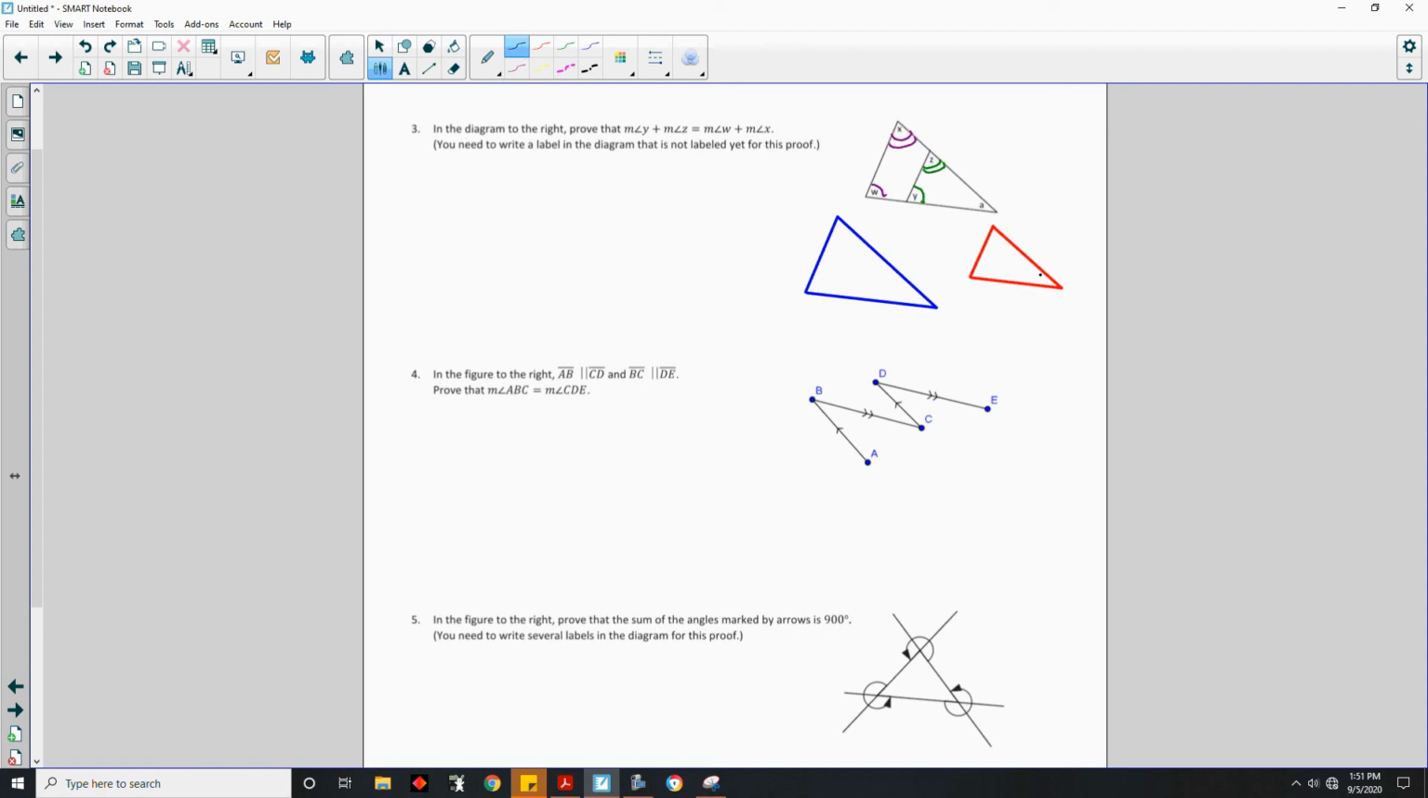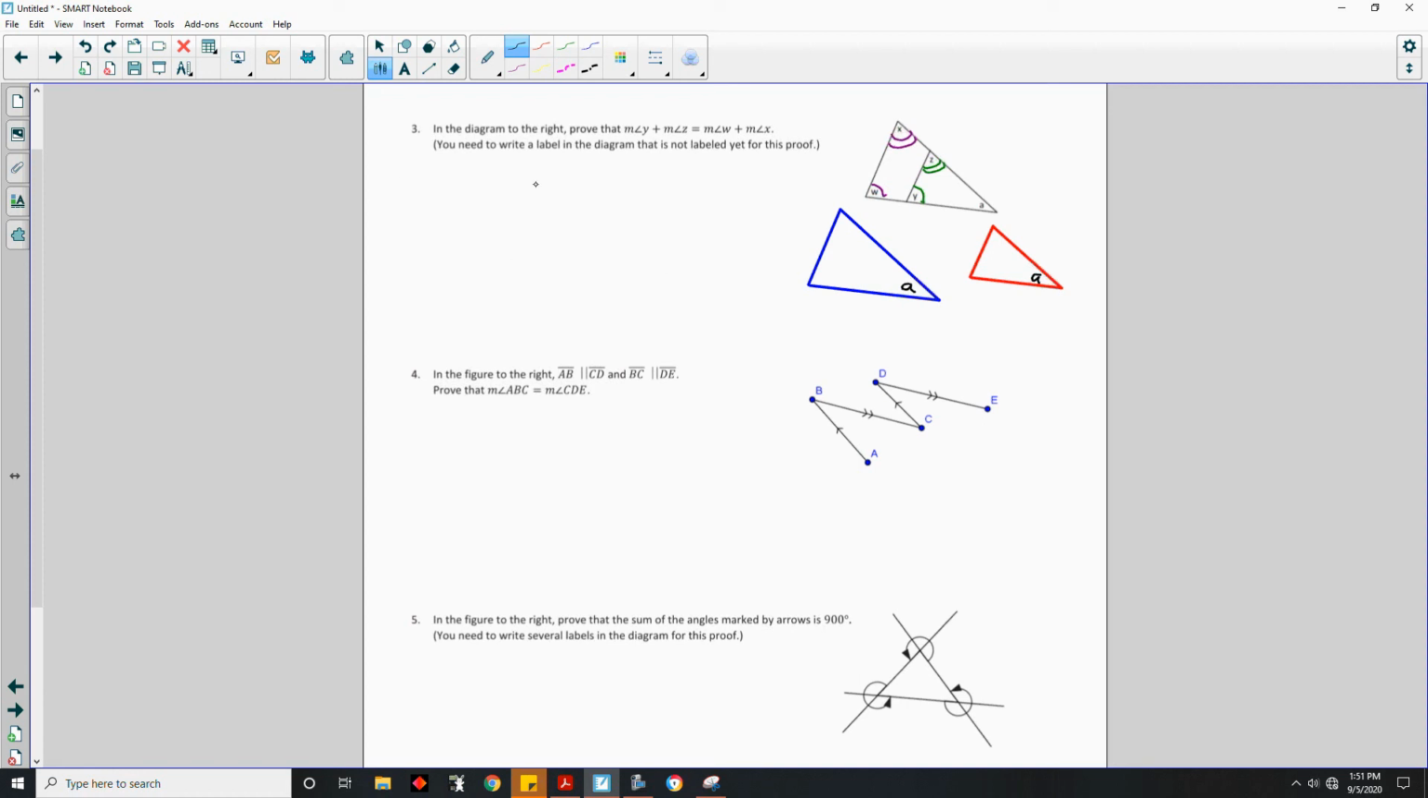So this is A. And if I do the same with this blue triangle and put it back, this is angle A. So if I move it down, okay, this is also angle A. So we're trying to prove that these two angles add up to these two angles.